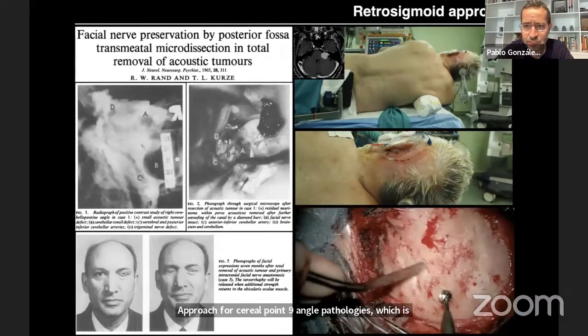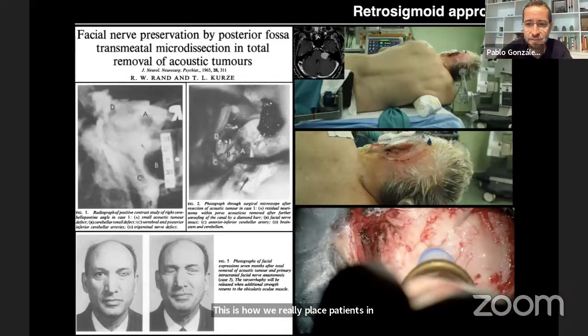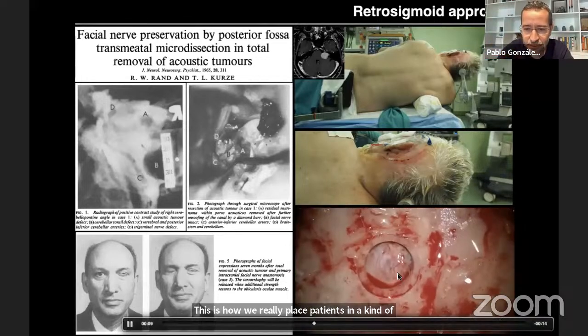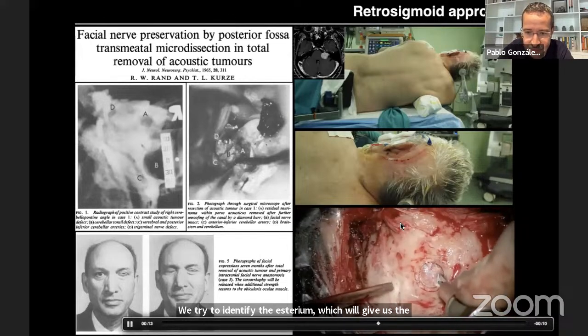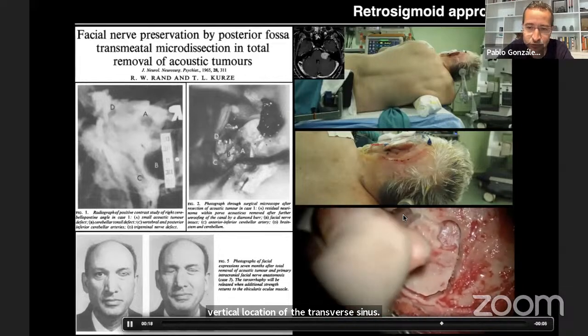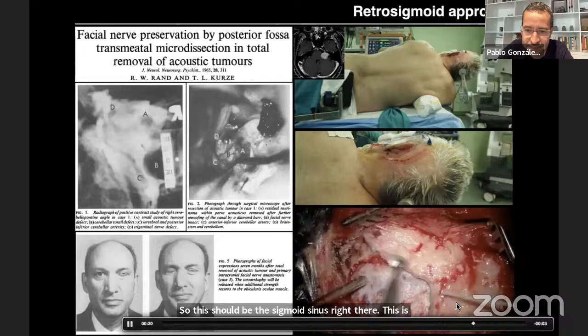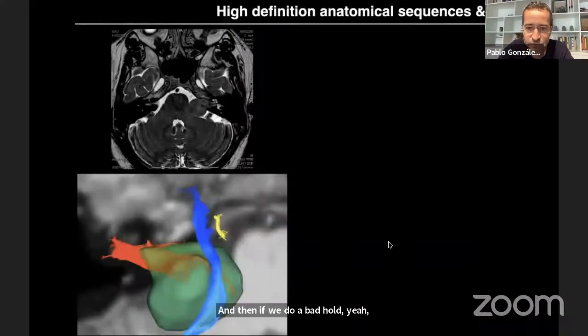This is how we place patients in a kind of lateral position, and then we rotate the head towards us. We try to identify the asterion, which will give us the relative location of the transverse sinus. So this should be the sigmoid sinus right there. This is the mastoid, this is the digastric groove. And then we do a burr hole just above this asterion, and we drill quite a lot in order to expose the posterior part of the sigmoid sinus.